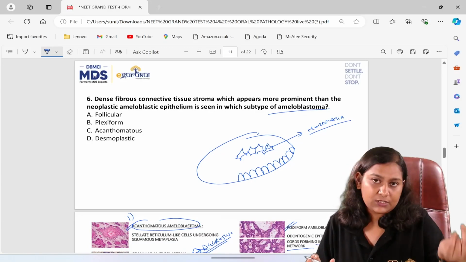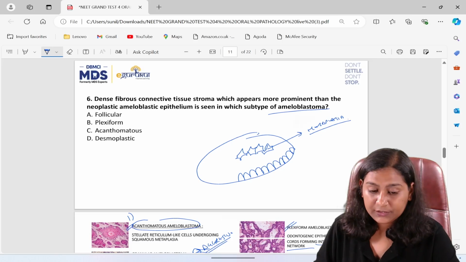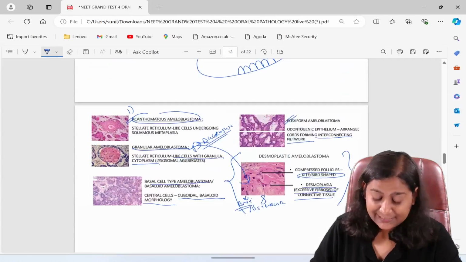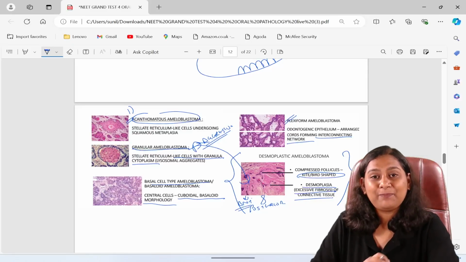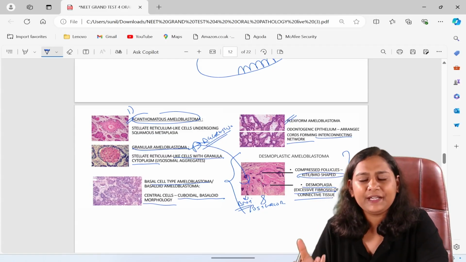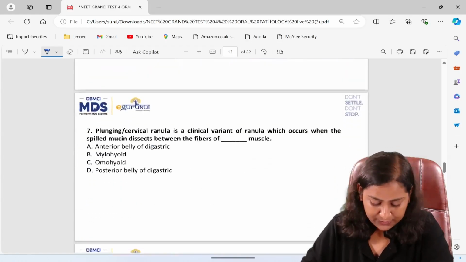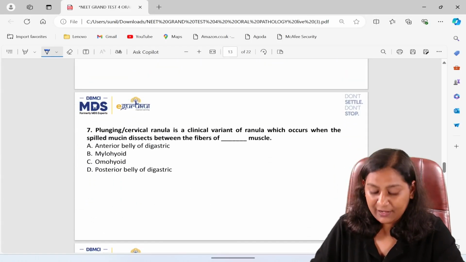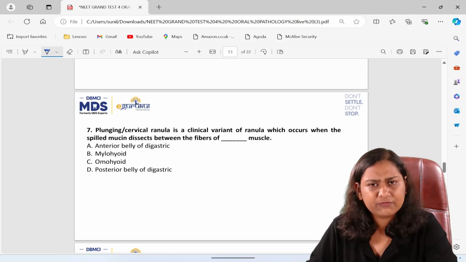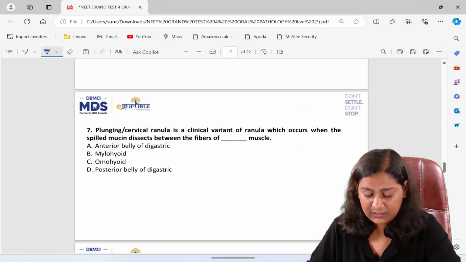Conventional, and unicystic ameloblastoma we have already discussed. It is very important because for the past 3 years continuously the same questions are repeated in different forms. Now plunging or cervical ranula occurs when the spilled mucin dissects between the fibers. Very easy. We have seen this in our live session.